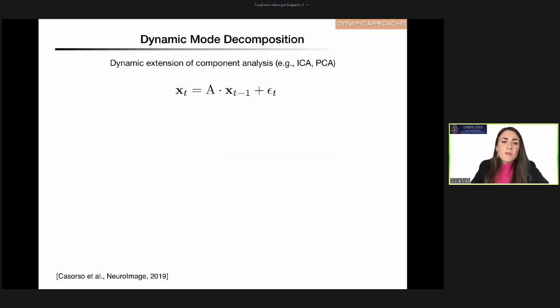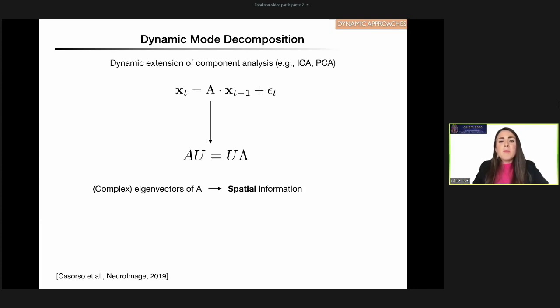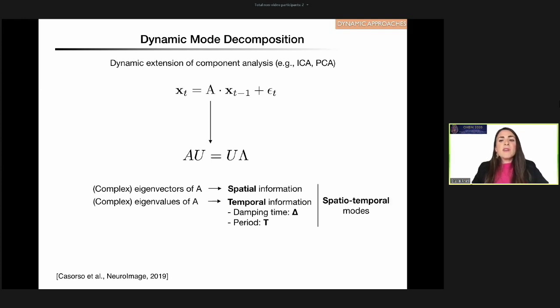Then autoregressive models were employed also in order to retrieve the first dynamic extension of component analysis, dynamic mode decomposition. And in this case, it's the matrix A that is eigendecomposed, yielding modes that contain spatial information given by the eigenvectors of A and temporal information given by the eigenvalues of A. So these spatiotemporal modes that are obtained are characterized by a specific damping time and a specific period of oscillation T.